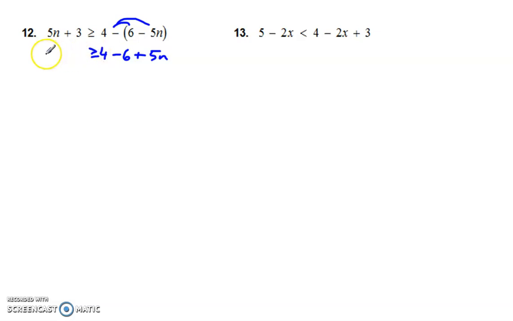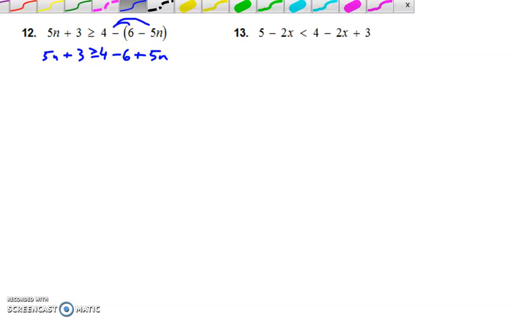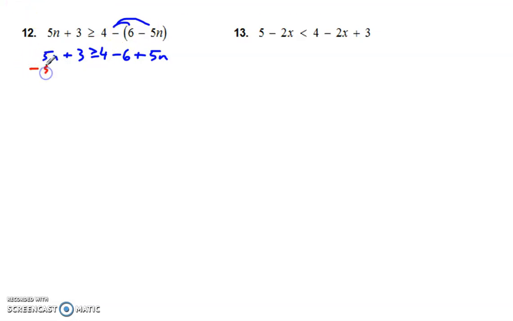Alright, now we have 5n on each side. When you have the same variable on each side, they're inevitably going to cancel out, right? Because I subtract 5n on the left side and subtract 5n on the right side. That cancels both of them out. This sets us up with either a no solution or an all real number situation. So now we have 3. Carry down our inequality sign. 4 minus 6 is -2. So 3 is greater than or equal to -2. That is true. 3 is greater than -2. So that's all real numbers.